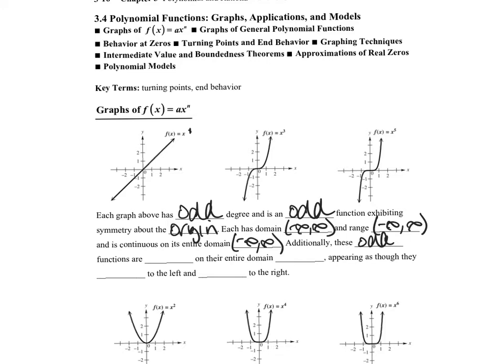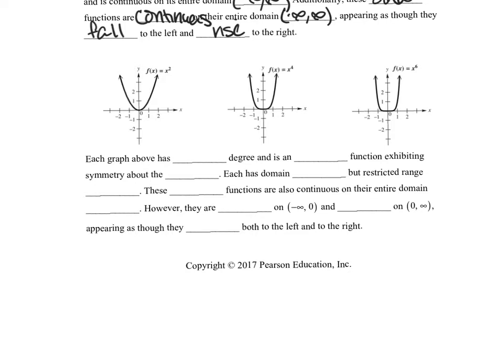Additionally, these odd functions are continuous on their entire domain, negative infinity to infinity, appearing as they fall to the left and rise to the right. So these three graphs, 2, 4, and 6, are all even numbers, so each graph above has even degree, is an even function, exhibiting symmetry about the y-axis. Each has domain negative infinity to infinity, but restricted range 0 to infinity, or it would be k to infinity.